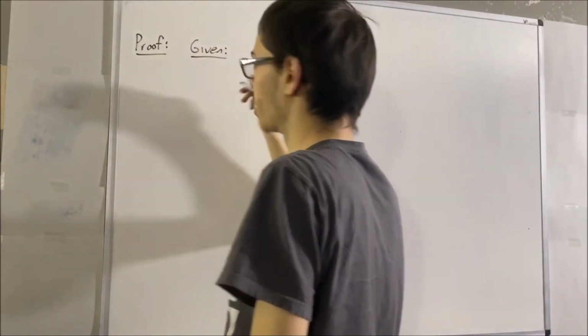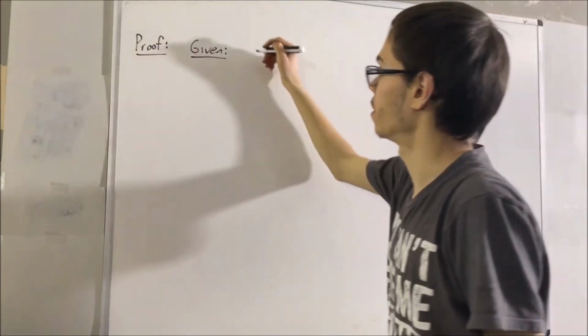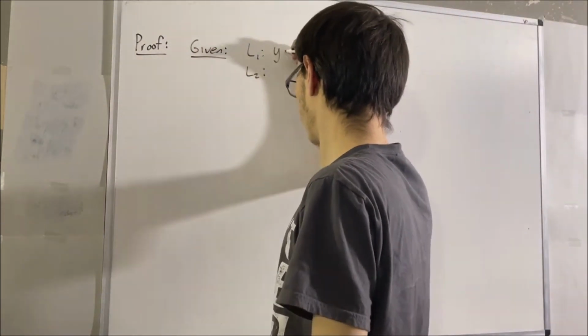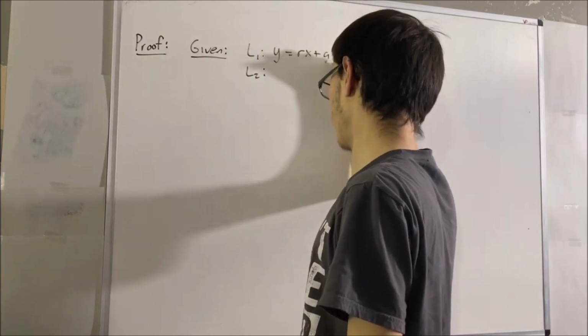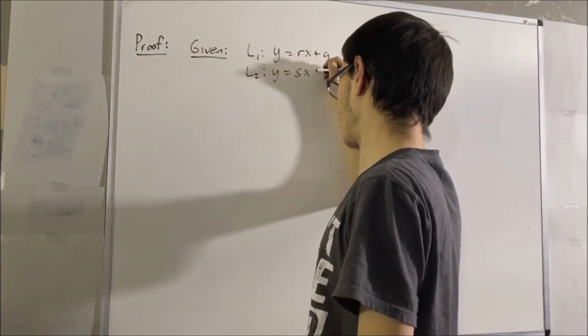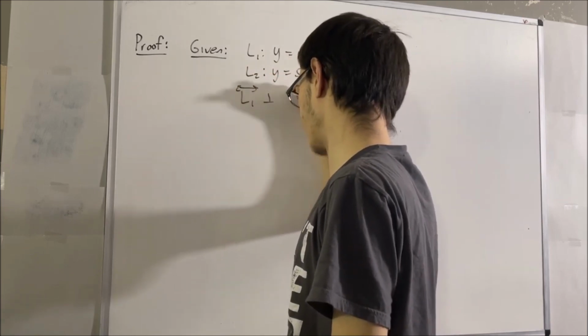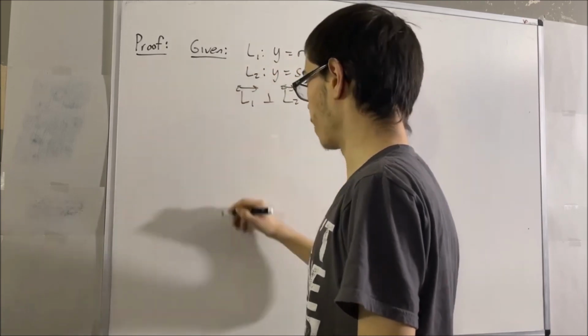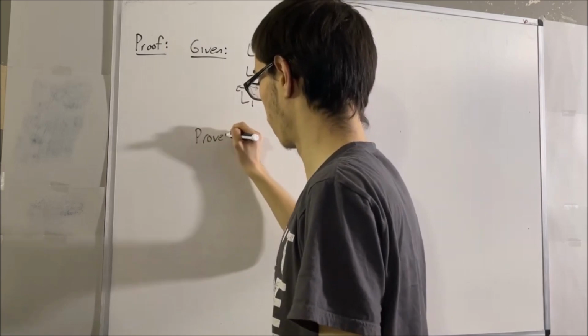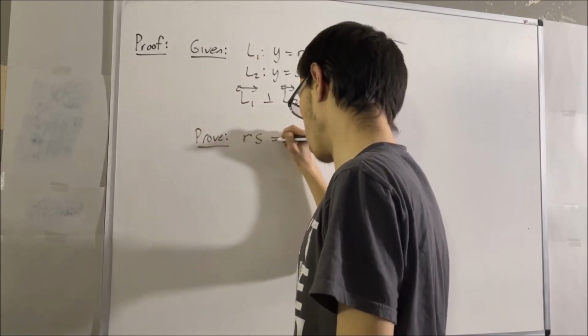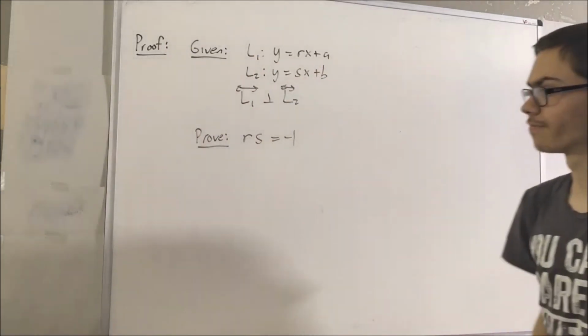So now we are going to say that we are given 2 lines, y equals rx plus a, y equals sx plus b, and we're now going to say that we are given that the lines are perpendicular. And from this, we will now prove that the two slopes multiply to make a -1.